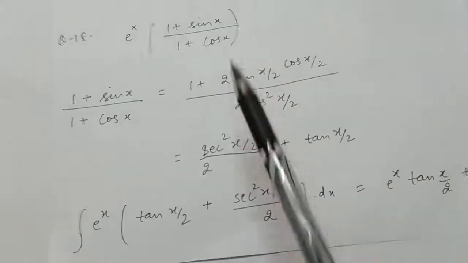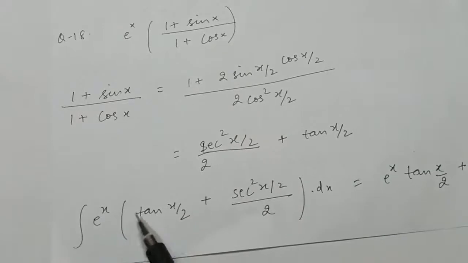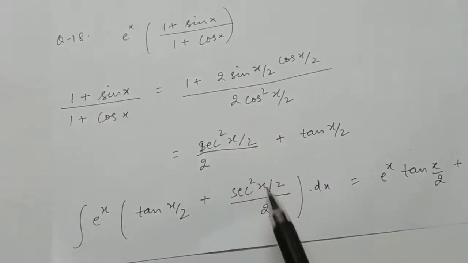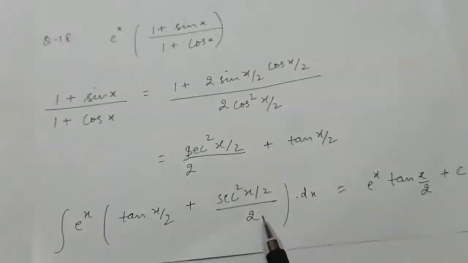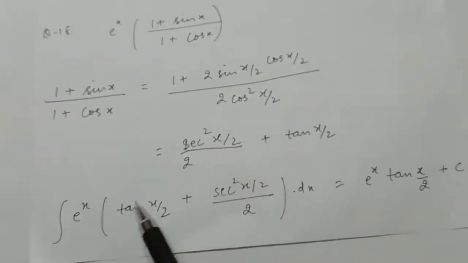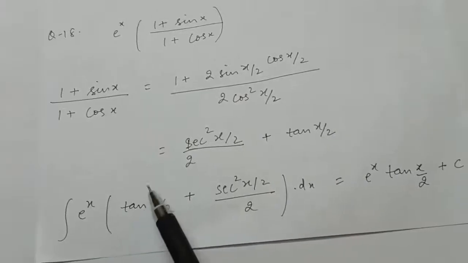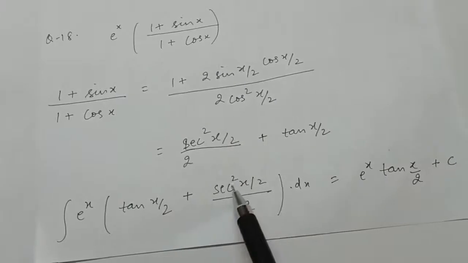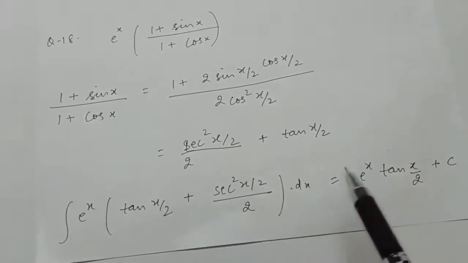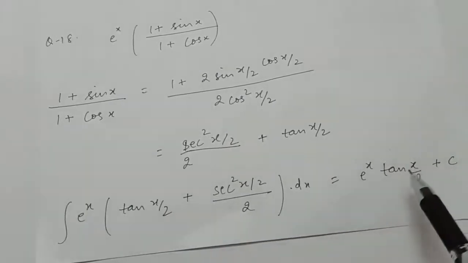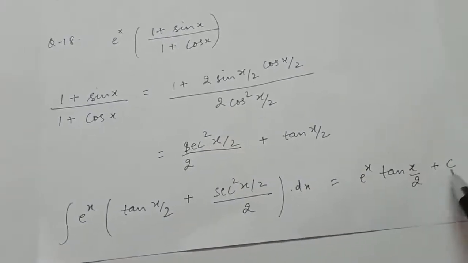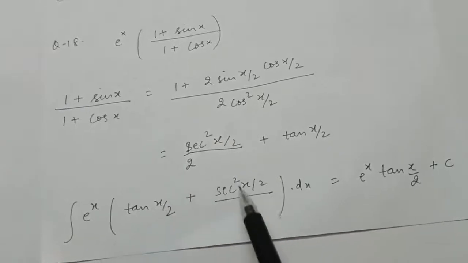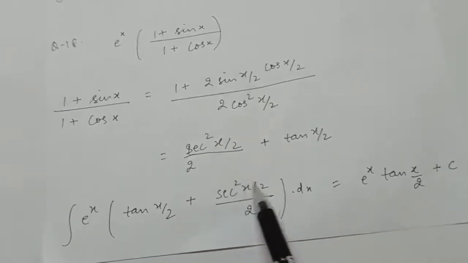So the given function will now become e raised to the power x into tan x by 2 plus secant square x by 2 upon 2. Now I have not written this, but you have to show, take this as f(x) and show the derivative of this is secant square x by 2 upon 2. Then you can say the answer of this will be e raised to the power x into tan x by 2 plus c, right? But you have to show that this is equal to f(x), then derivative of f(x) is this. Clear?